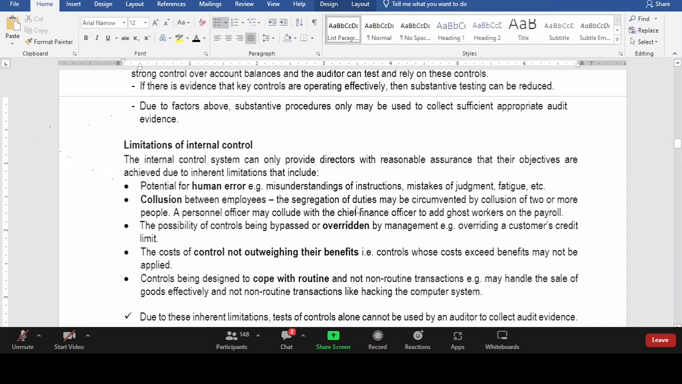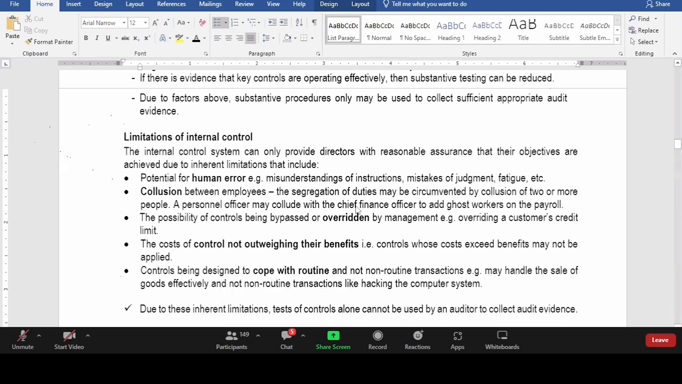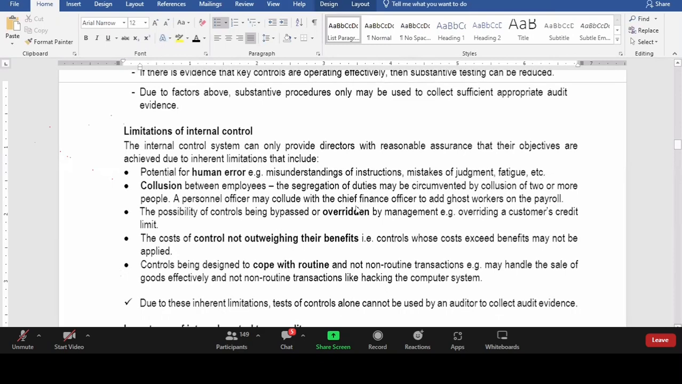So because of these inherent limitations, tests of controls alone cannot be used by the auditor to collect evidence. We don't collect evidence by testing controls. We collect evidence by carrying out substantive procedures. We may test the controls and later carry out the substantive procedures.